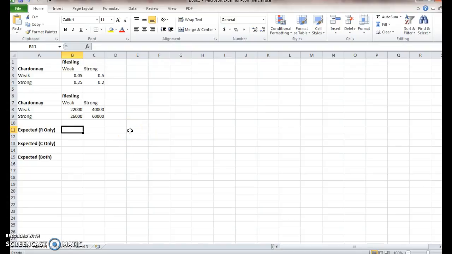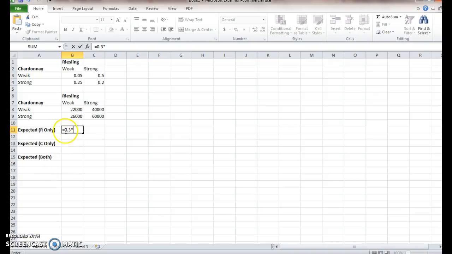So we're going to do, it's weak, so the expected value will be 0.3, because Riesling is weak 30% of the time, and we're going to multiply that by the price that we get for Riesling when it's weak.